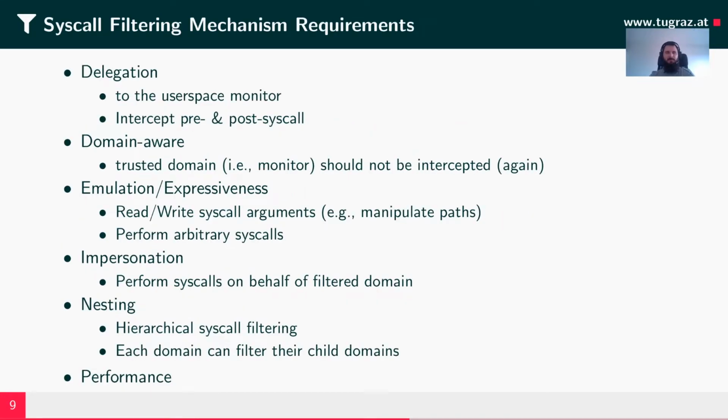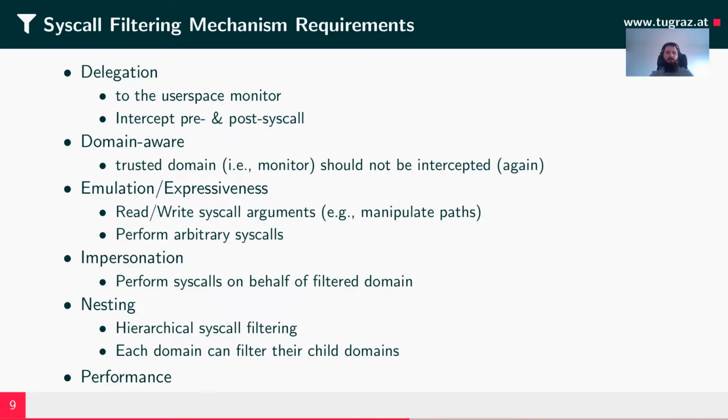To enforce our filters and accommodate for our features, the underlying filtering mechanism must fulfill several requirements. For example, it must be able to delegate the syscall to the user space monitor. It must be domain aware to a certain degree, such that trusted domains like the monitor are not filtered. It must also allow for complex filters that may manipulate arguments or even replace them with different syscalls. We also need the ability to impersonate other domains.